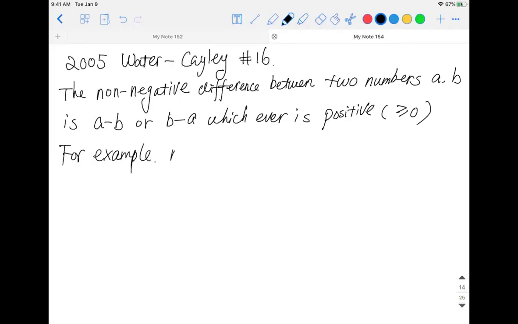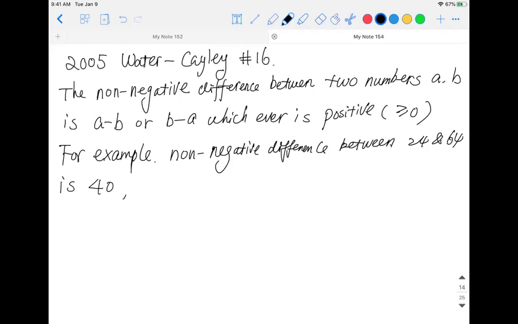So for example, the non-negative difference between 24 and 64 is 40, right? You just basically use 64 minus 24. It's 40.